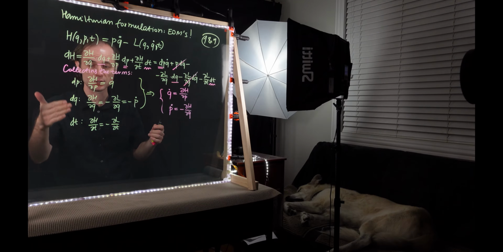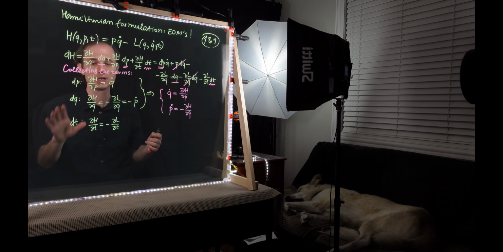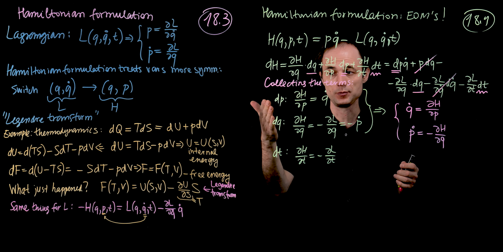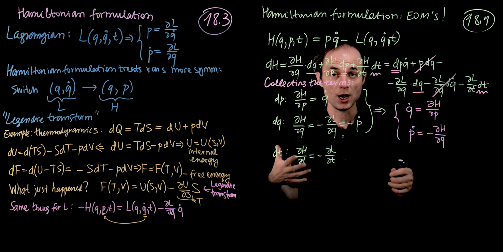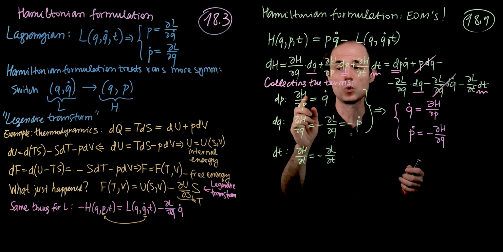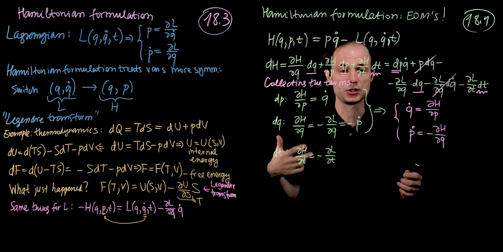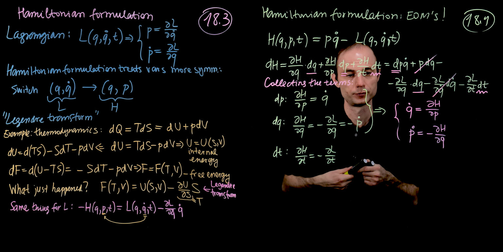Because all of these variables are independent, this relation should hold true for any value of dp, dq, and dt. Therefore, the prefactors in front of dp, dq, and dt should vanish independently, and that is precisely why we can write each of these three equations.